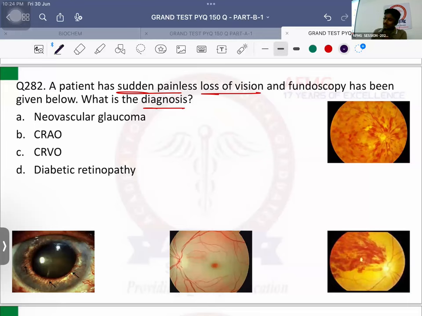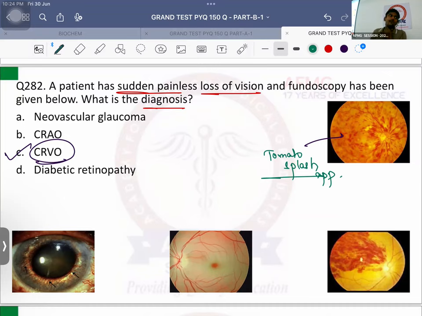It is easiest. Kya dikh raha hai? It is the tomato flash appearance or the thunderstorm appearance. And it is due to multiple, more than 100 flame shaped hemorrhages and the diagnosis is CRVO, central retinal venous occlusion.